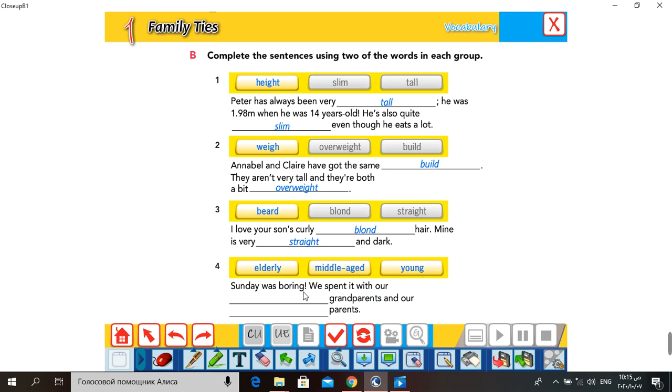Sunday was boring. We spent it with our elderly grandparents and our middle-aged parents. Which word can describe grandparents? Of course, elderly, right? And which word describes parents? Middle-aged or young? Middle-aged. Well done. Let's move on to the next part.